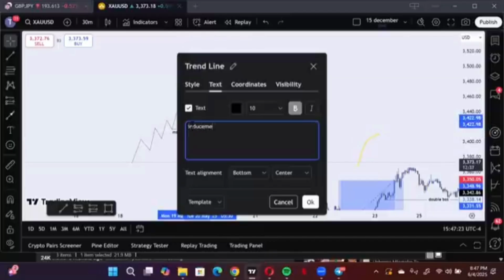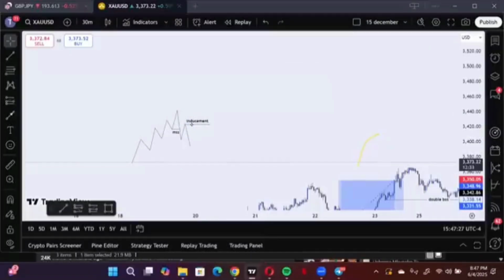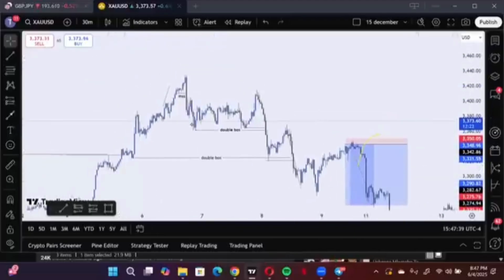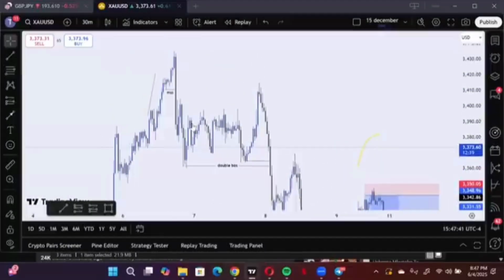The inducement is a trap in the market. It's basically a trap that market will eventually come back and take out before it triggers your main point of interest. So that is what your inducement is, the pullback that market makes after the break of structure or the market structure shift. So in this scenario here, market was on a previous uptrend.